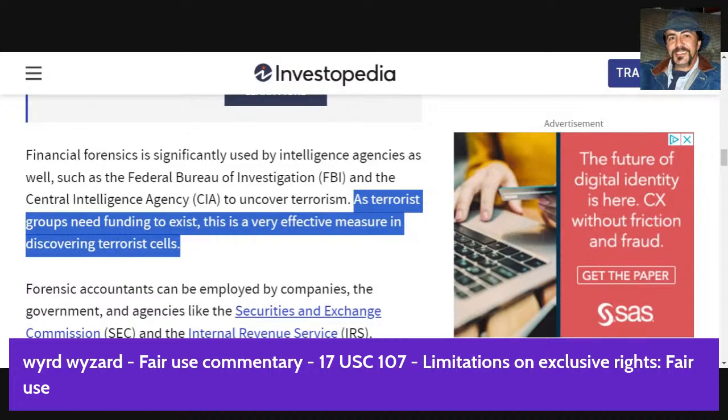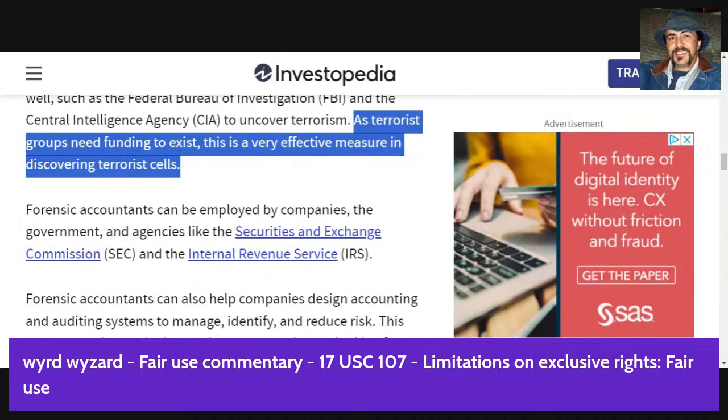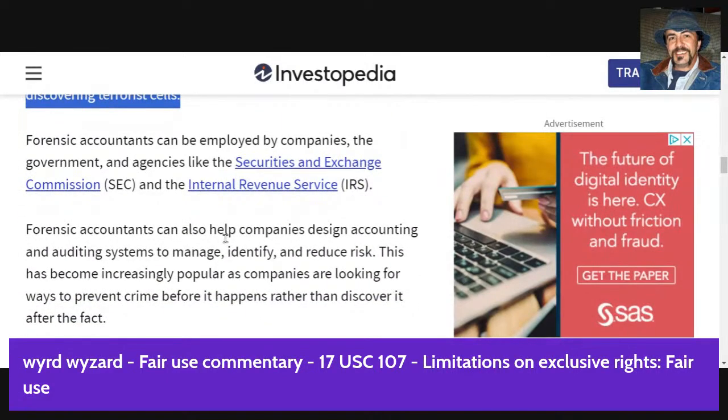If you're the one that they deem as poor and don't have any of their financial instruments or collected a bunch of their financial assets as the property is held in ownership of the state through a foreign custodian or foreign property custodian, then you probably are not deemed a terrorist. Forensic accountants can be employed by companies, the government, and agencies like the Securities and Exchange Commission and the Internal Revenue Service. Forensic accountants can also help companies design accounting and auditing systems to manage, identify, and reduce risk.